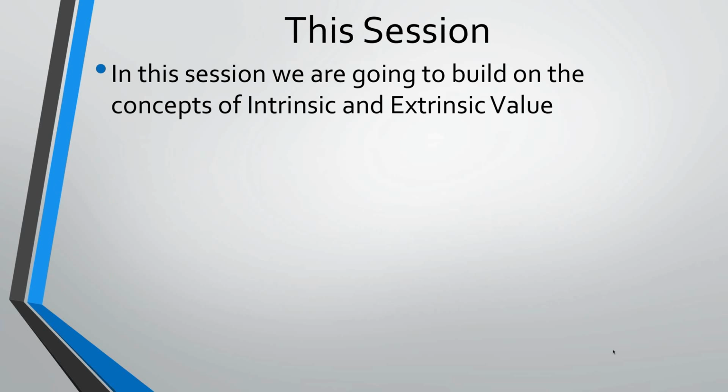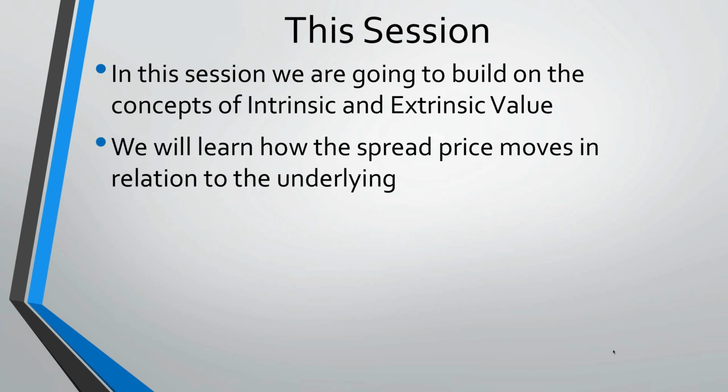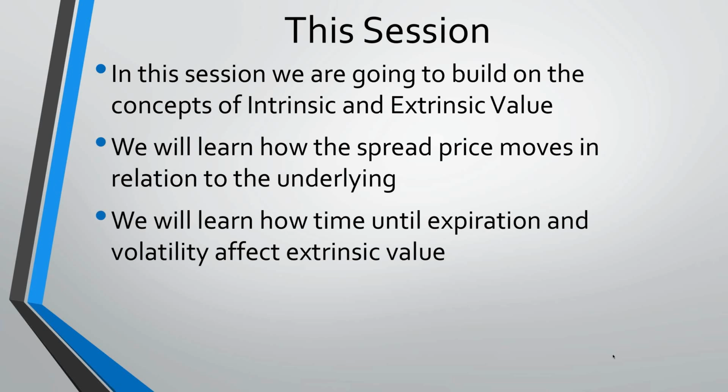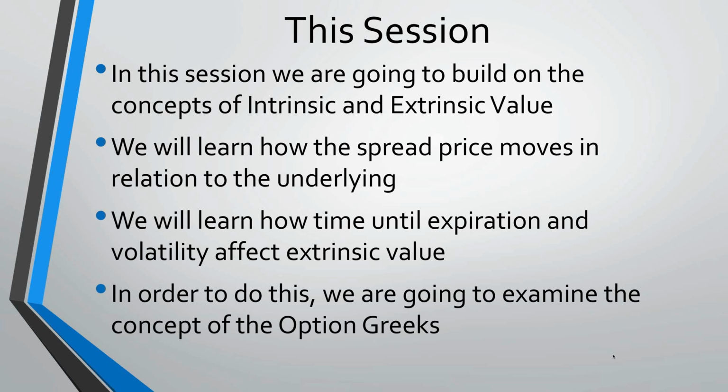In this session, we're going to build on the concept of intrinsic and extrinsic value. We will learn how the spread price moves in relation to the underlying. What is the underlying? It's the indicative. When you look at a trade and you see the indicative index that it is based upon, that is what the underlying is. It's the underlying commodity or security or index that the price of the option is based upon. We will learn how time until expiration and volatility affect extrinsic value.